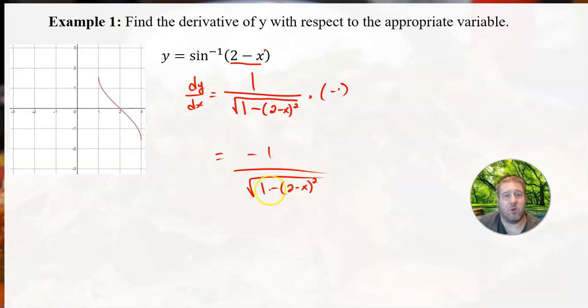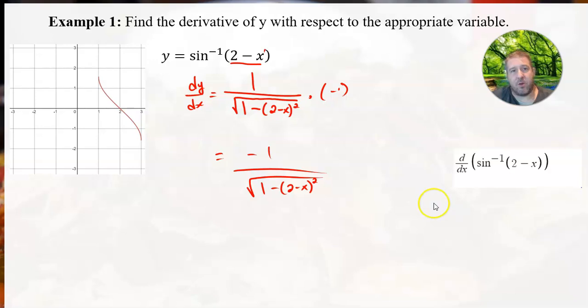Most likely on the multiple choice, this is what you're going to be given. But if you see something a little bit different on the multiple choice, then go ahead and evaluate this out and make this all one big term. But I would suggest not worrying about that. Most likely this is what you're going to see on the multiple choice.